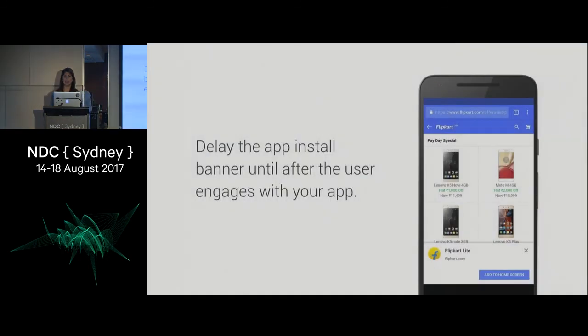We can also delay the app install banner until after the user engages with your app. This is also a nice way to do it. Since we cannot really control when to show this app install banner, we can at least delay it. And this is also what they do in Flipkart. After you go and buy a product, then they show you the add to home screen, because they know that we like this app now, so add us to your home screen. So it's a bit more subtle and less annoying. And also soon we'll be able to control this app install banner.